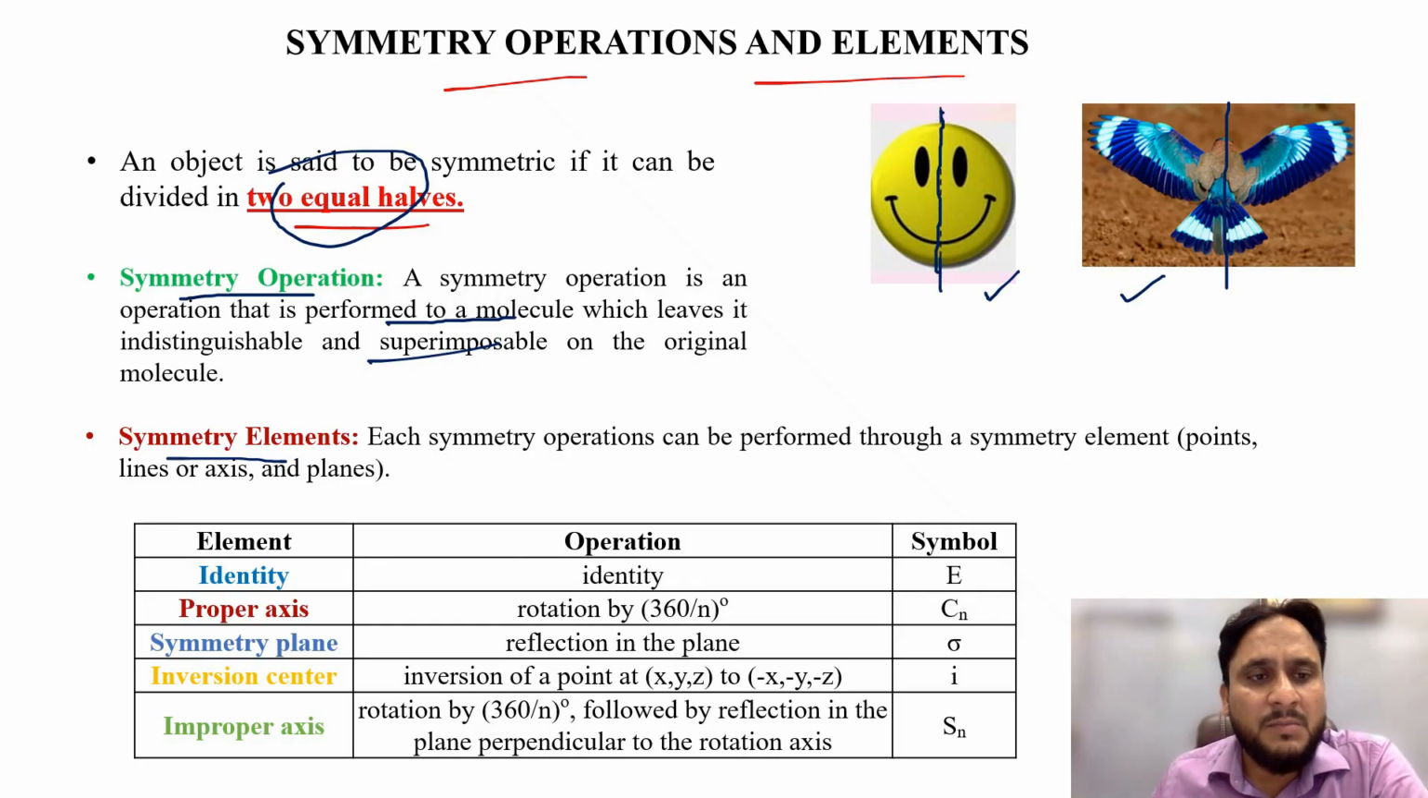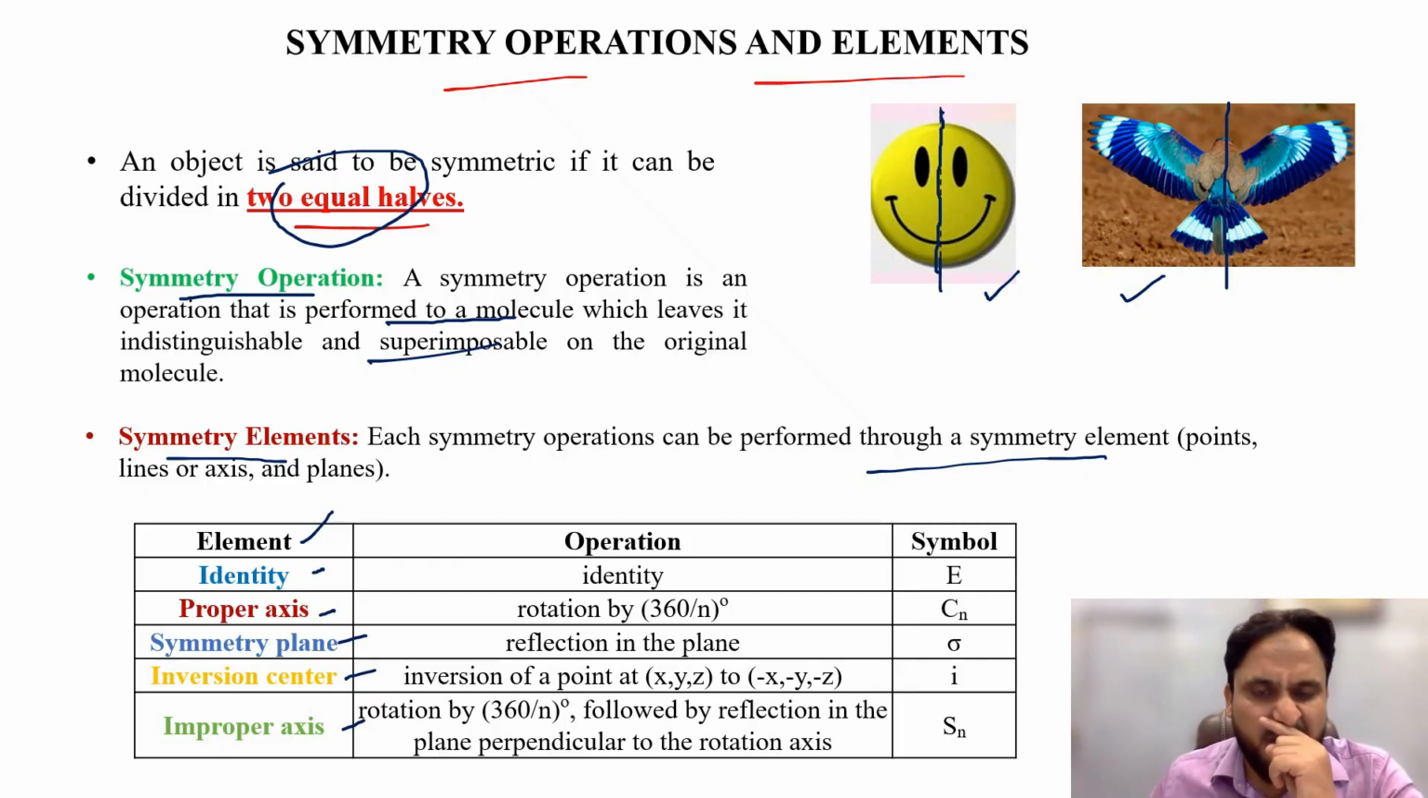And these symmetry operations can only be done through different types of symmetry elements. Means a symmetry operation can be performed with the help of a symmetry element only. I think with the help of examples you will be able to understand the concept. For example, the symmetry elements are axis of rotation, symmetry plane, inversion center, and improper axis. These are the five elements through which different symmetry operations can be performed.